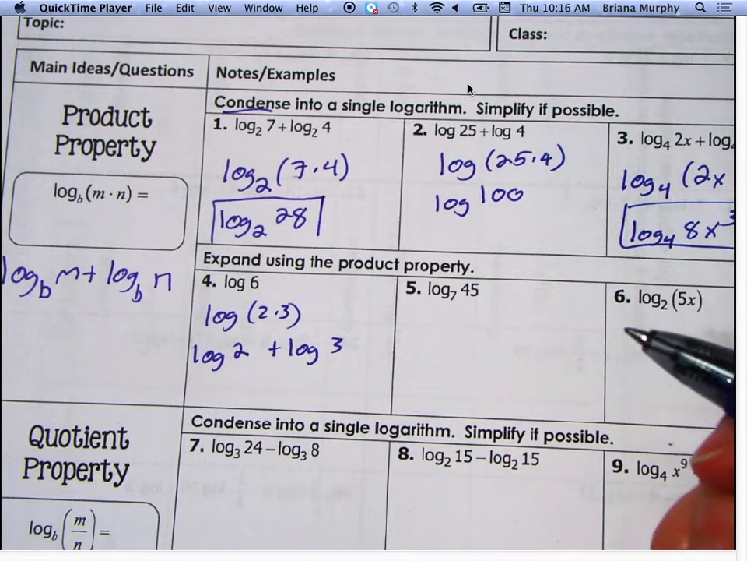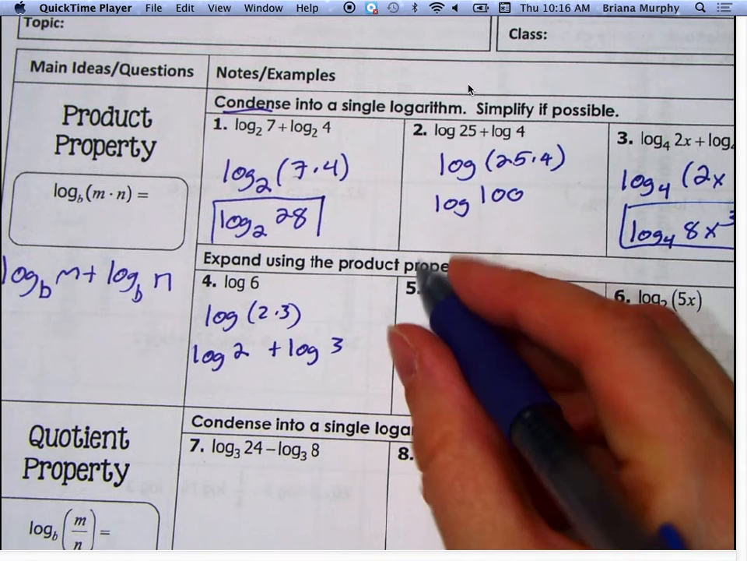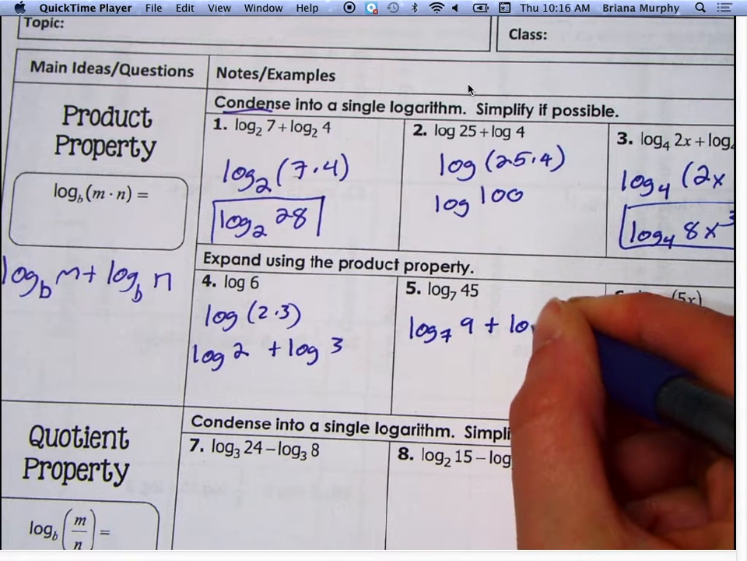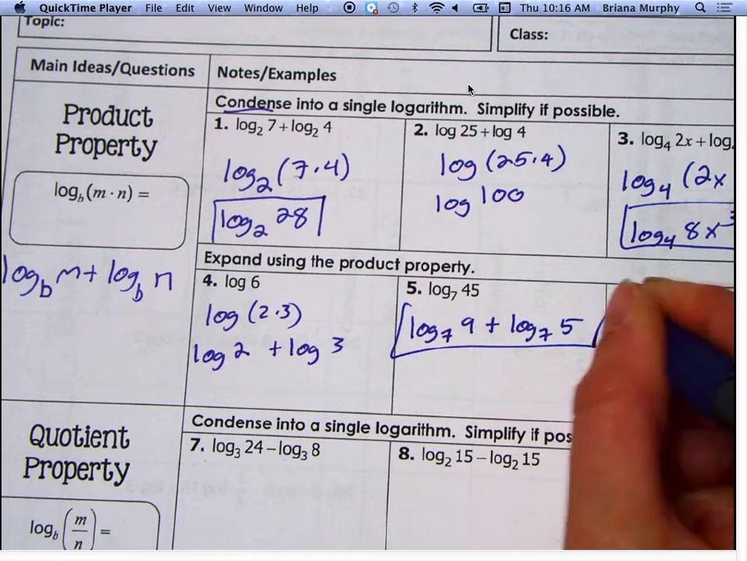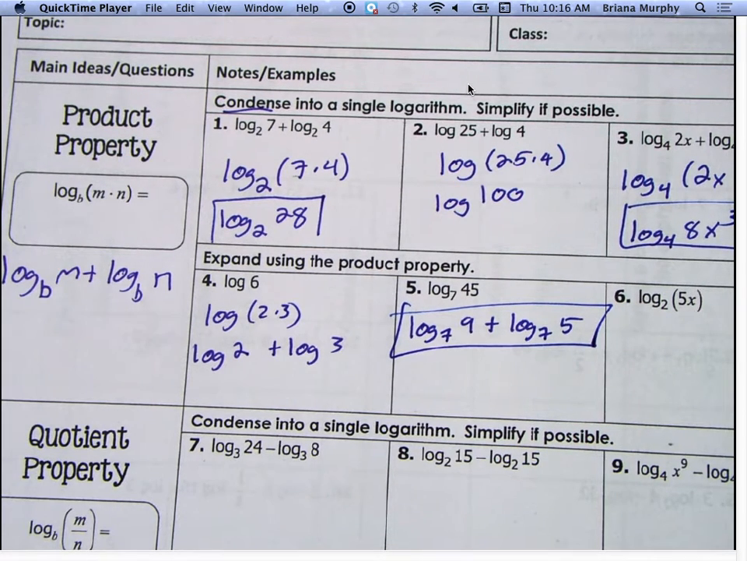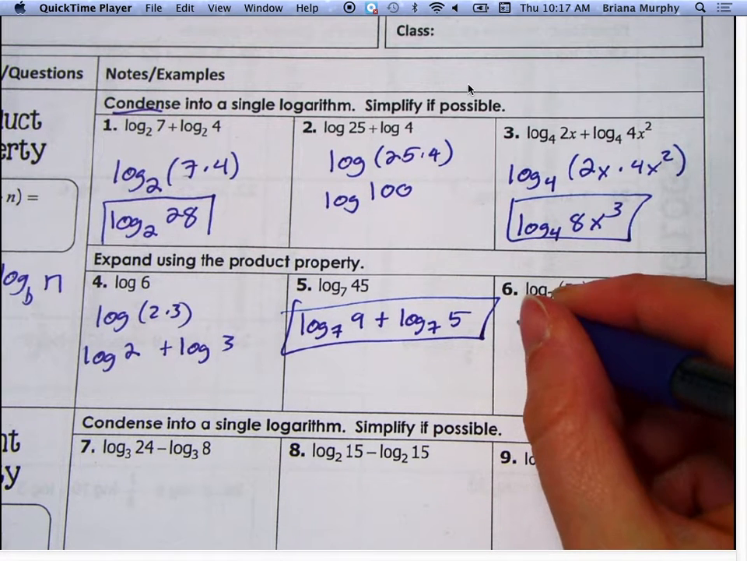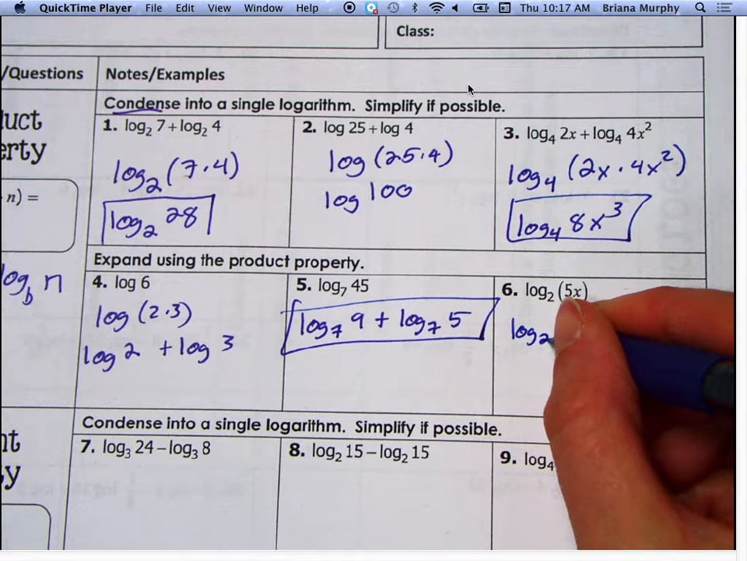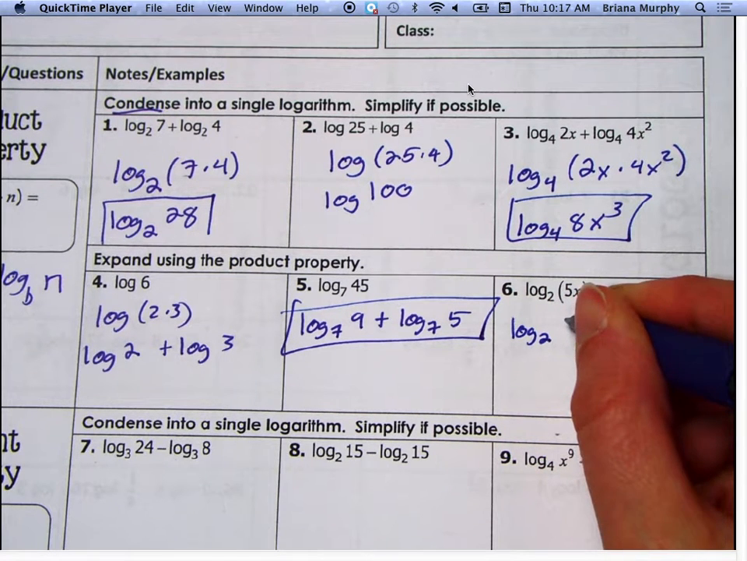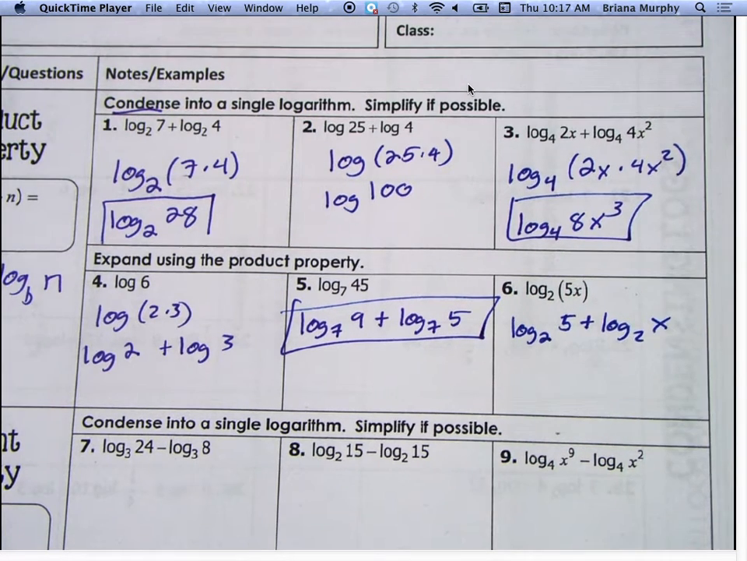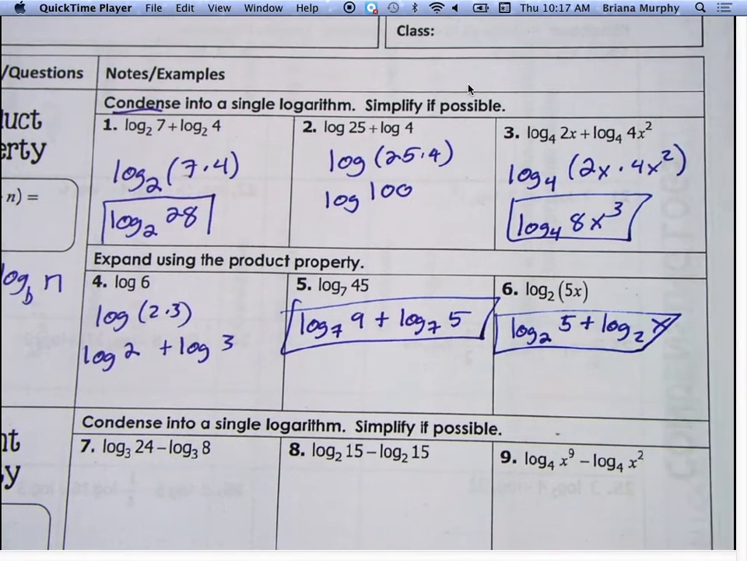Okay. We've got log base 7 of 45. Who wants to try this one? Go, Michelle. Log base 7 of 9 plus log base 7 of 5. Great. Because 5 times 9 is 45, right? All right. Let's try 6. We've got an x in there. Let's not let it throw us. Okay. You want to try it, Ethan? Okay. Log base 2 of 5 plus log base 2 of x. Perfect. That's it. So it looked complicated, but I think it was easier than number 5.